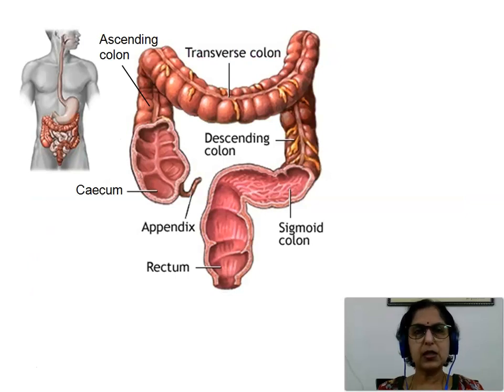Now here we see a diagram which shows us the large intestine, which measures about 1.5 meters in length, and we see the parts here: cecum, vermiform appendix, the colon, which has four parts: the ascending colon, the transverse colon, descending colon and sigmoid colon, and finally the rectum and the anal canal.